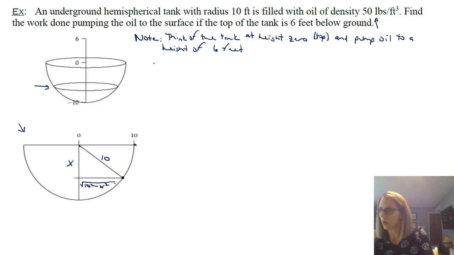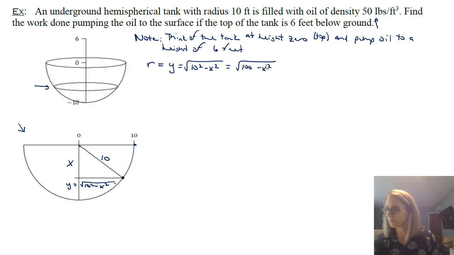So in terms of the radius, and when we're talking about the radius of the tank, of course, that's different than the radius of each little slice because each little slice is not from the center to the edge. So when we think about the radius of each little slice here, that is some value here. That is this distance, because again, it just depends on where you are in the tank. So that's going to be this y value there, which is the square root of 10 squared minus x squared, or the square root of 100 minus x squared.